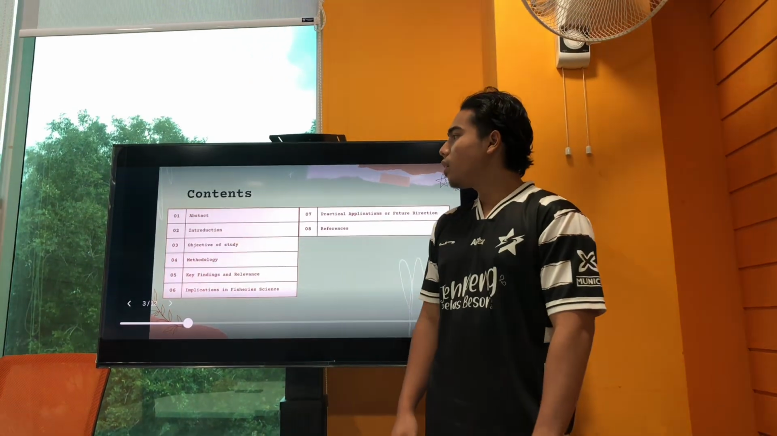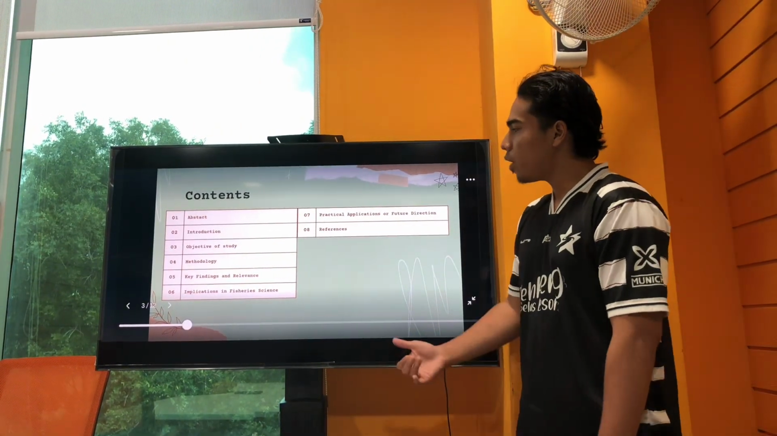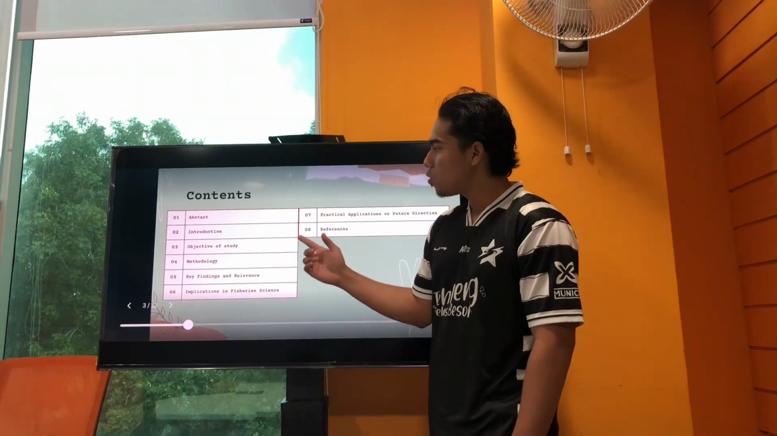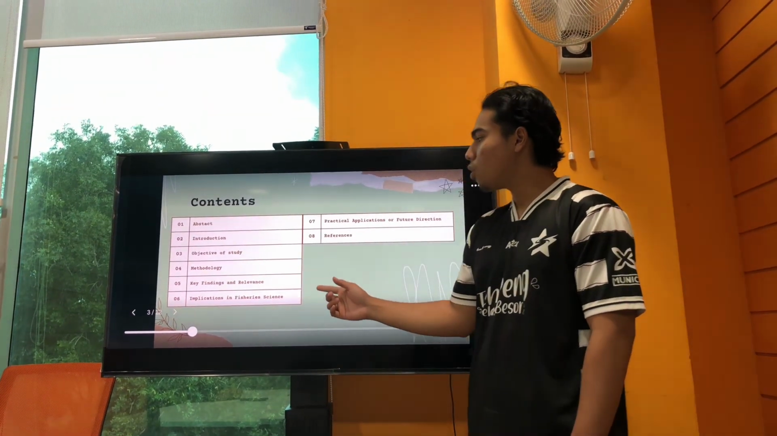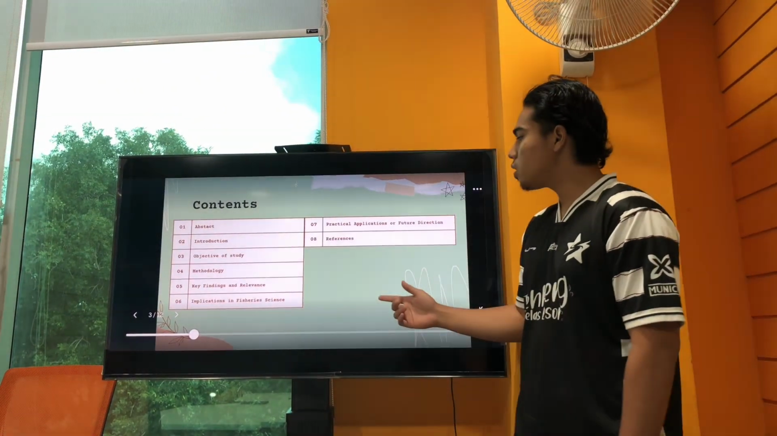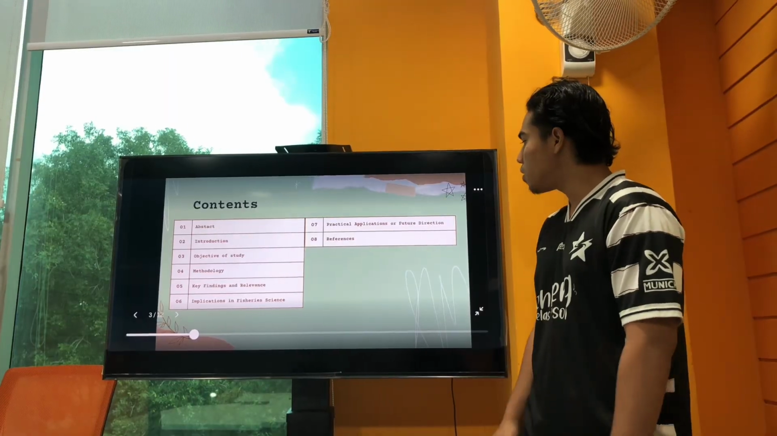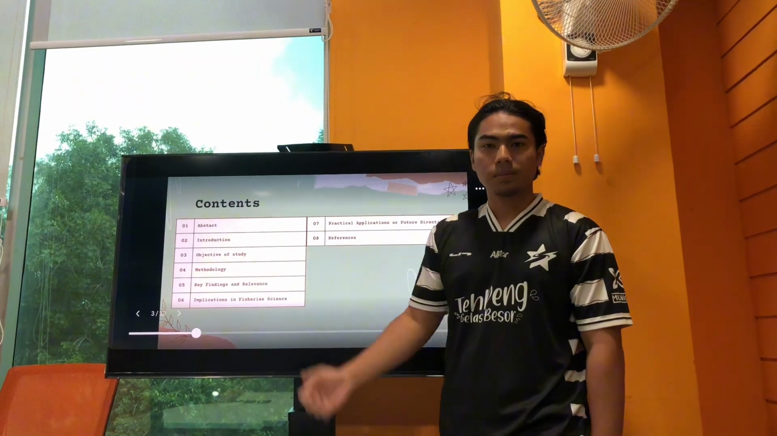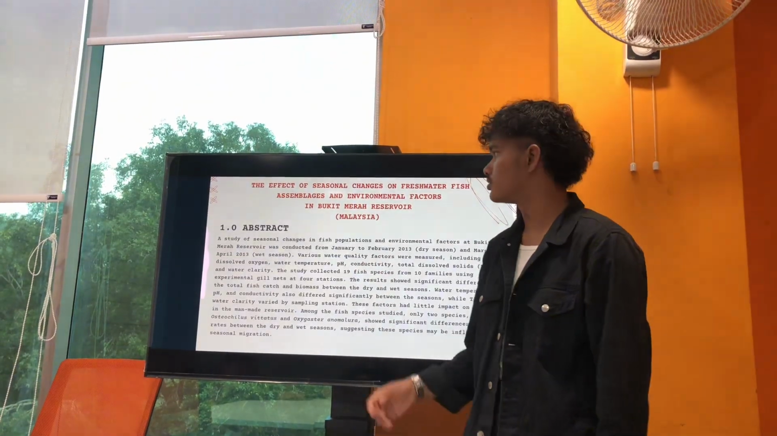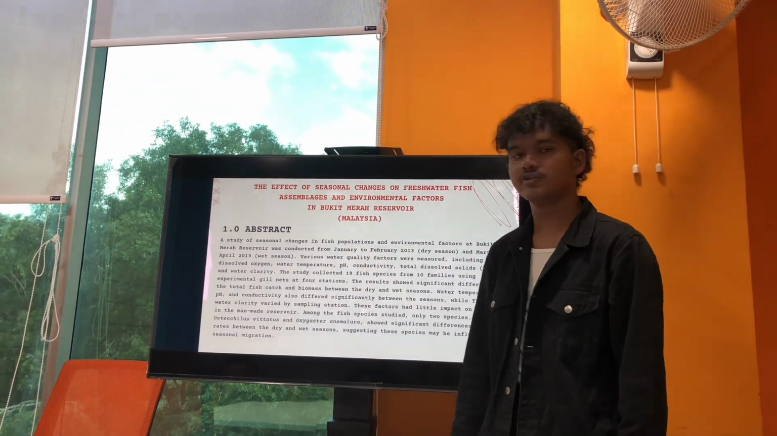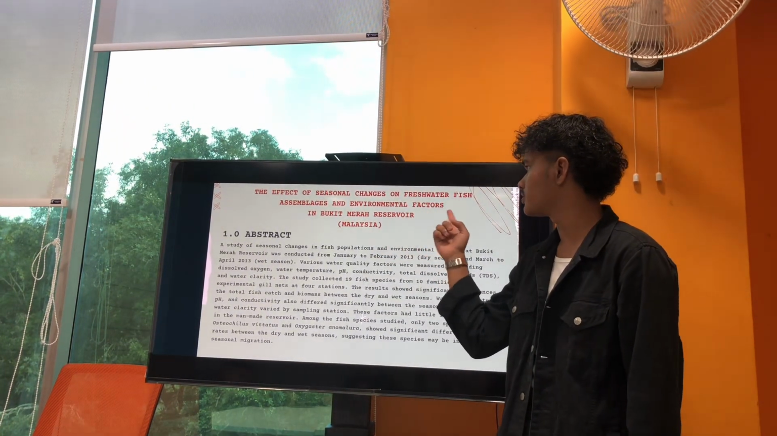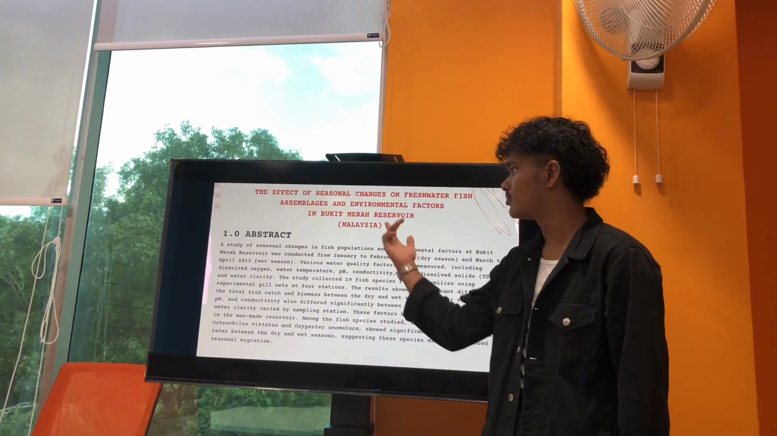For our content, we consist of 8 topics. The first one is abstract, next introduction, objective of study, methodology, key finding, implication in fishery science, practical application or future direction, and lastly reference. Today our group chose the article on the topic: the effect of seasonal changes on freshwater fish assemblages and environmental factors in Bukit Merah Reservoir, Malaysia.